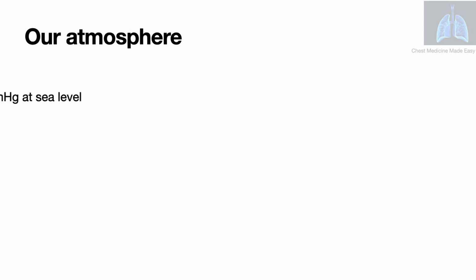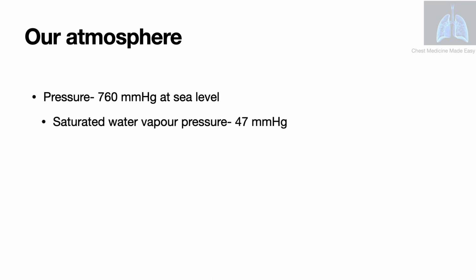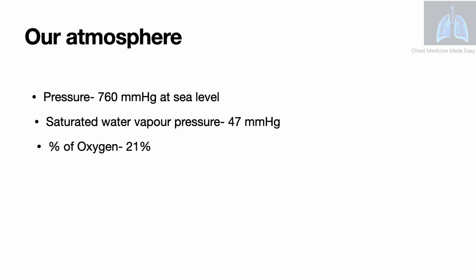In our atmosphere, the atmospheric pressure is roughly 760 millimeters of mercury at sea level. Saturated water vapor pressure is 47 millimeters of mercury at standard conditions. The percentage of oxygen is 21% in our atmosphere. Percentage of carbon dioxide is nearly 0%.